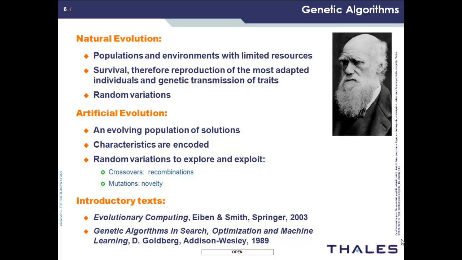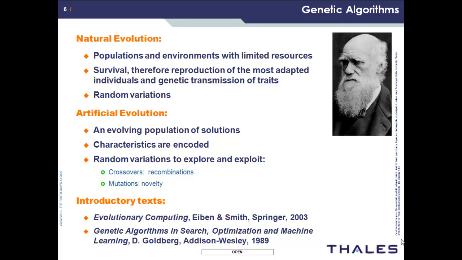Random variations would be used then to explore and exploit good regions of the search space found so far. The main kinds of variations for genetic algorithms are crossovers, which is the equivalent of sexual reproduction, where individuals recombine their genetic material to produce offspring inheriting from their characteristics, and mutations, which inject novelty and originality in the search process. These algorithms were introduced in the 1960s and have known an increasing success in real-world applications over the last 20 years.